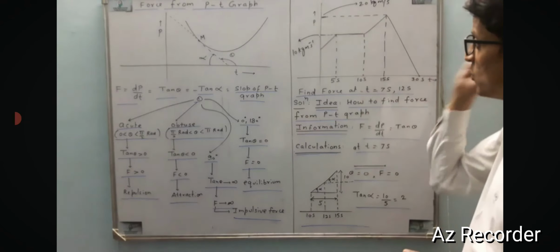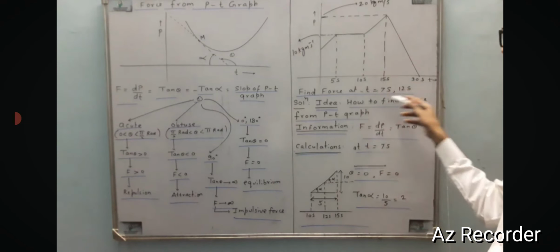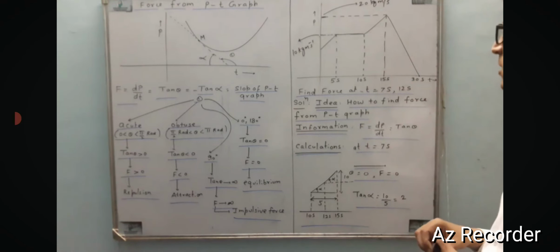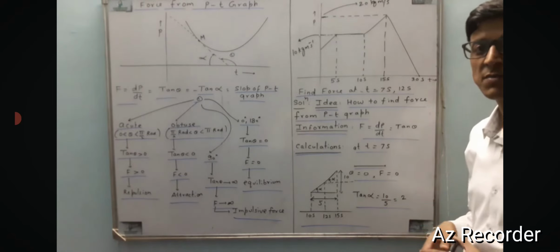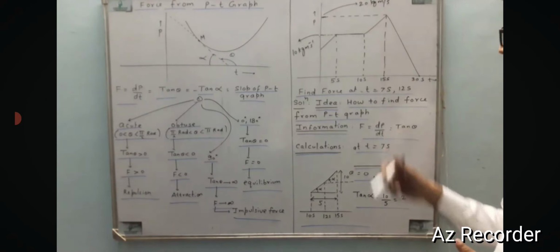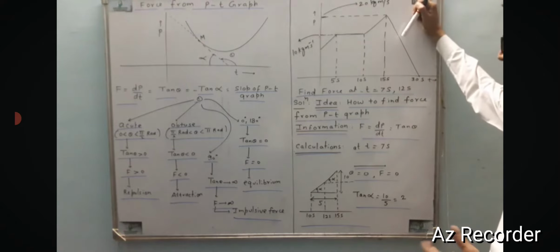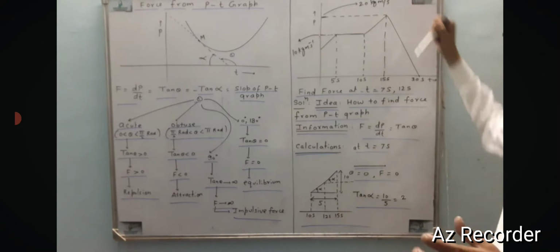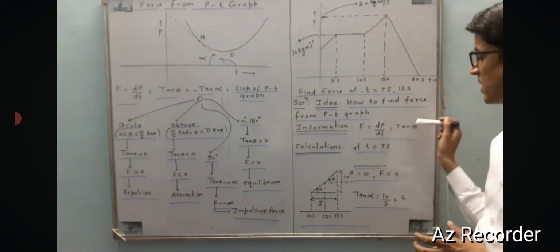So let's implement what we have learned in a question. The momentum-time graph is given and we need to find force at t equal to 7 seconds and 12 seconds. So we will follow the steps: silent mind, idea, information and calculations. So let's start with the idea. The idea is how to find force from the P-T graph. The information is that F is dp by dt, which is equal to tan theta.